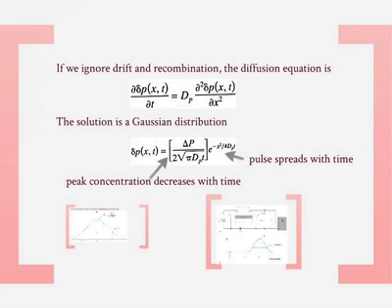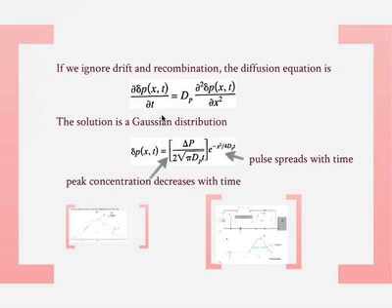Now we can simplify the diffusion equation. Let's look very quickly at the equations if we ignore the drift and the recombination. Then we can write the diffusion equation as follows. This is basically assuming that there is no field, so the whole thing is not shifting, it's just spreading, just the diffusion. And we're ignoring recombination for the time being.